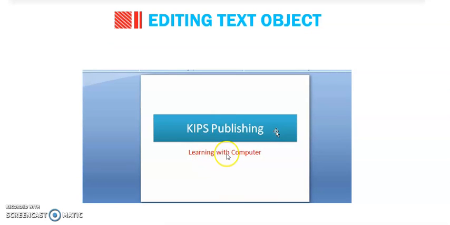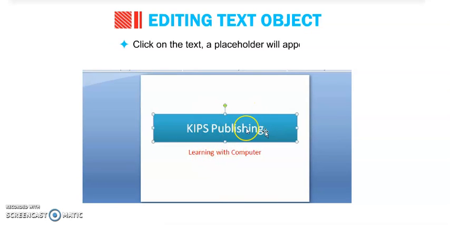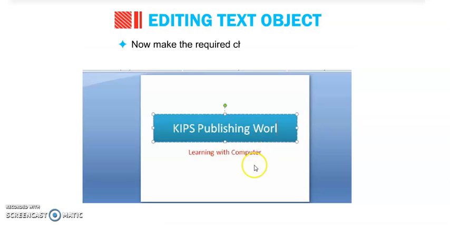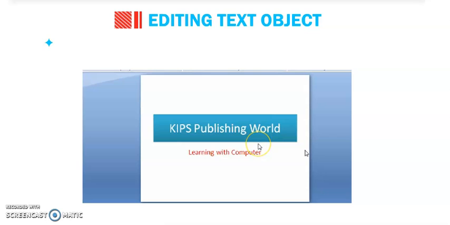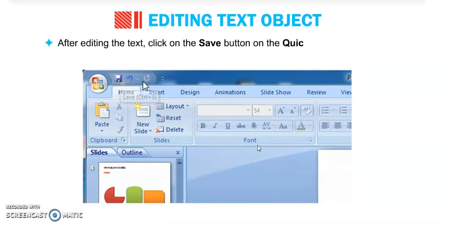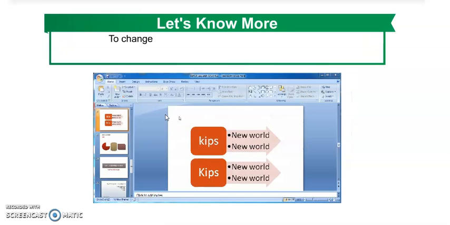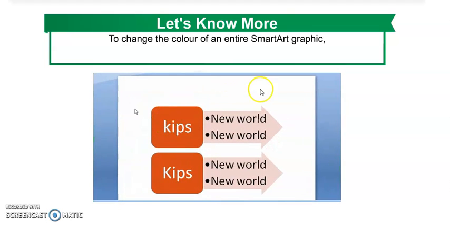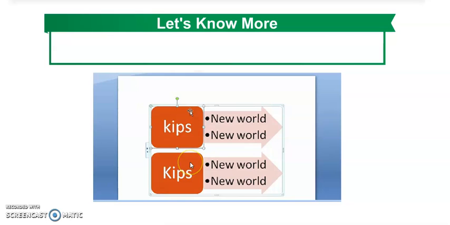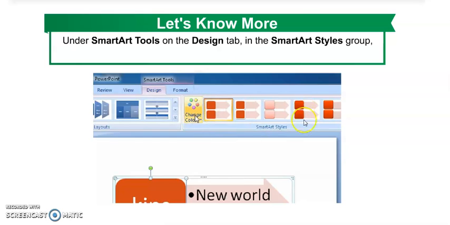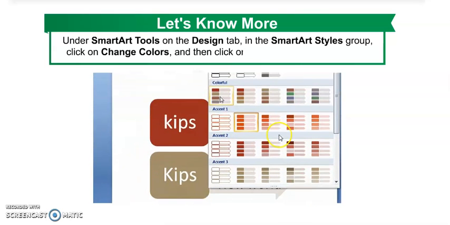First open the slide in which you want to edit the text. Then click on the placeholder text. The placeholder will appear, and place the cursor at the point where you want to edit the text. Now make the required changes, whatever you want to type, add or remove. After editing the text, click on the Save button on the Quick Access toolbar to save the changes. Now there is another Let's Know More. To change the color of an entire SmartArt graphic, click the SmartArt graphic. Under SmartArt Tools, on the Design tab in the SmartArt Styles group, click on Change Colors and then click on the thumbnail that you want.